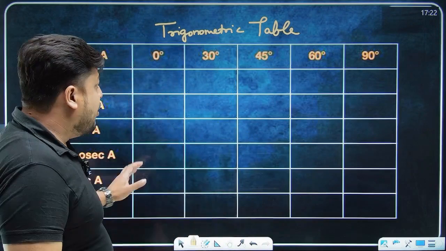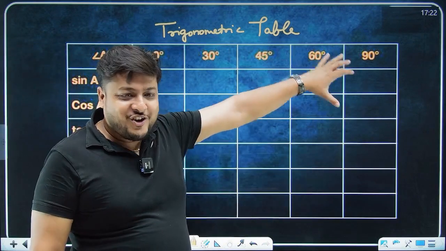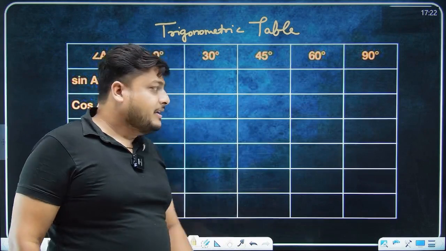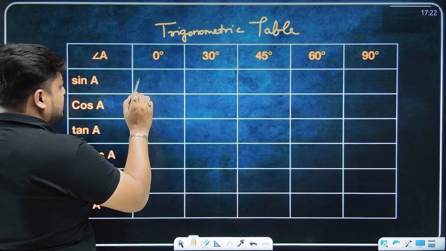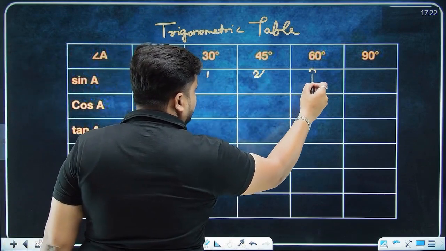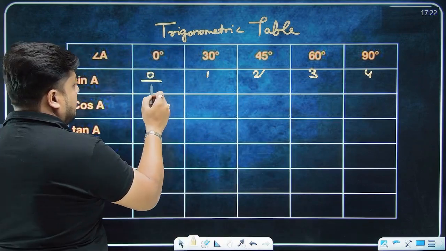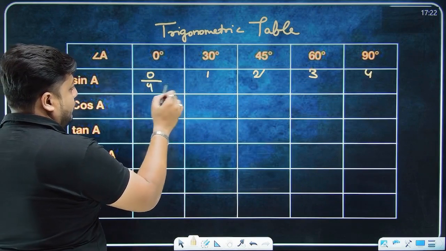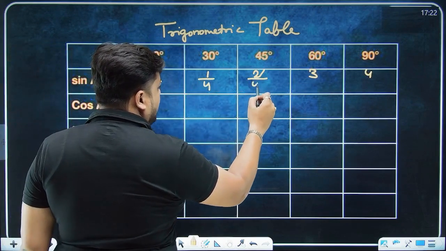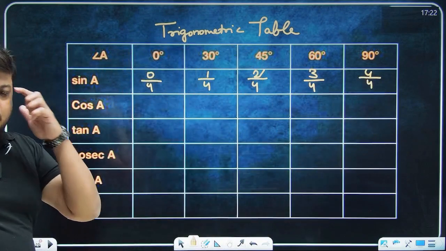Okay. So now I will teach you an interesting trick to draw the table in your notebooks. So let's see here. What you have to do? You have to write 0, 1, 2, 3, and 4. You have to write 4 in the denominator here, here also 4, here also 4, here also 4, and here also 4. In the denominator, you have to write like this.